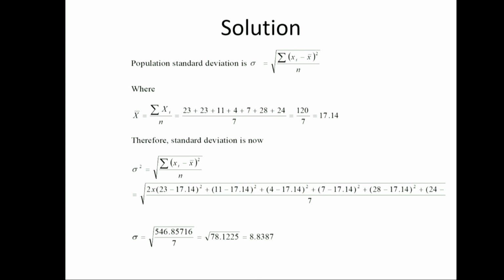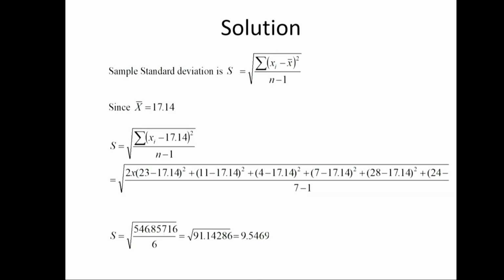So by so doing, what we have obtained before, we obtained the variance to be 78.1225. That is the population variance. So by the time you now take the square root of it, it will now be 8.8387. The square root of that population variance will now be 8.8387.